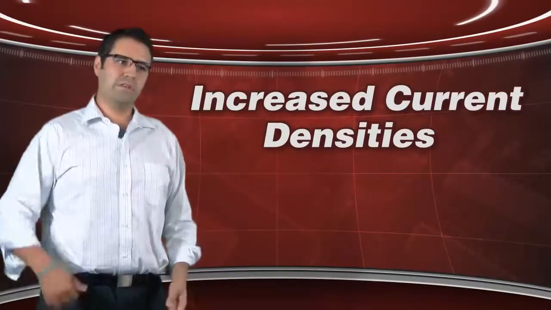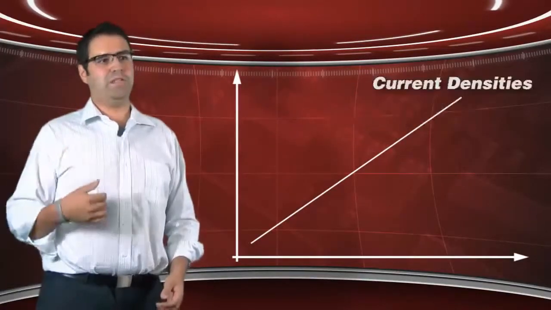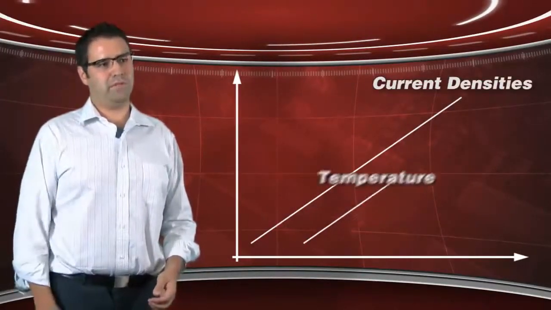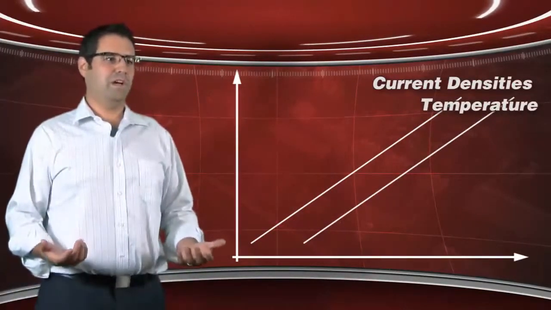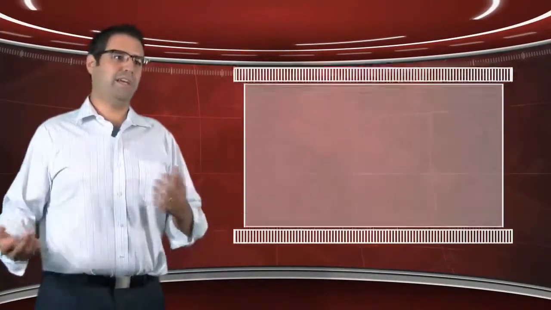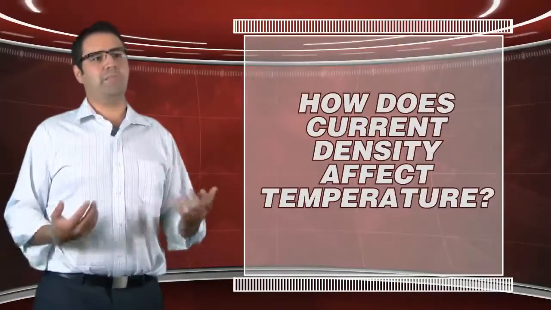Another issue with these perforations and neck downs that causes a problem is we end up with increased current densities. So as the current goes up, it means that we also have increase in temperature. This presents a difficult problem because we need to understand how the current density is impacting the thermal properties.